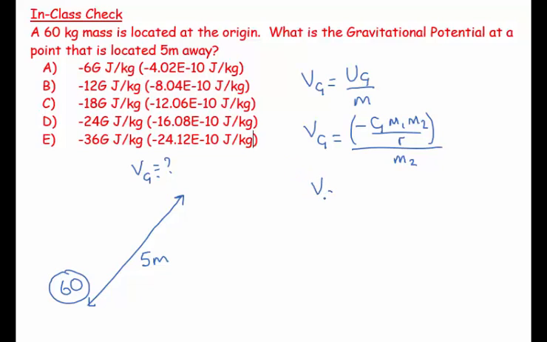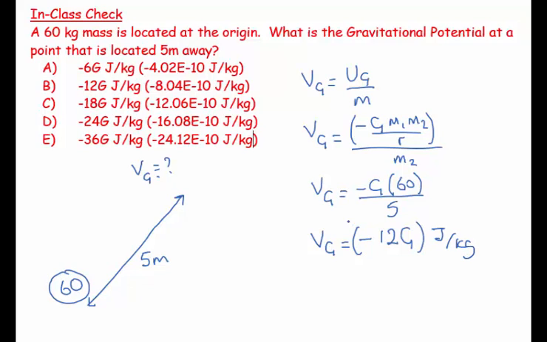And then we go Vg is equal to minus G times 60 over 5. It's really as simple as that. So Vg is equal to minus 12G, and the units are joules per kilogram. And there we have it.